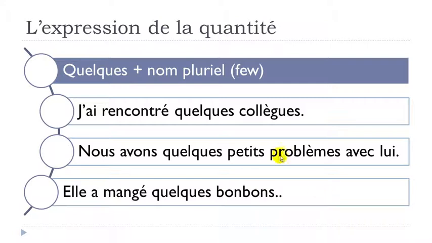So same thing here, if you look carefully, you've got collègue with S, so plural form. Okay, here it's quite interesting because we've got this adjective petit, small, little, but then it's still at the plural form with S, and problème at the plural form as well, okay? And then bonbon here at the plural form with S as well, okay?